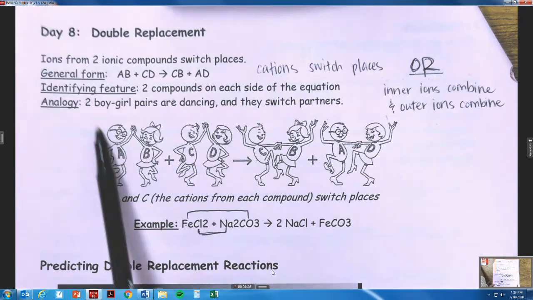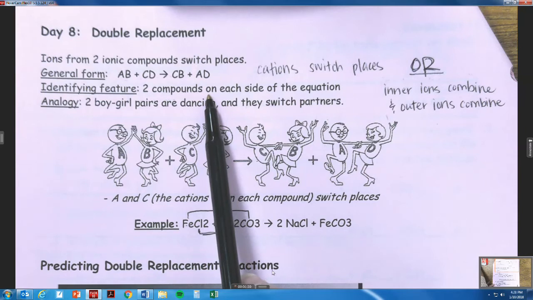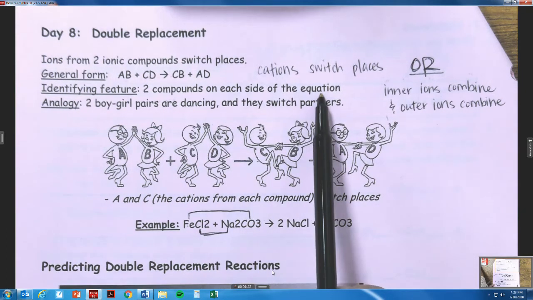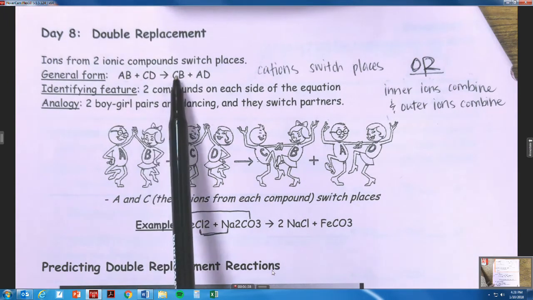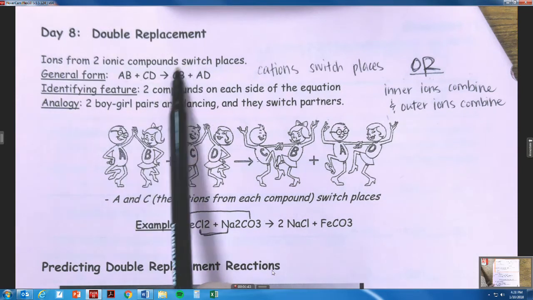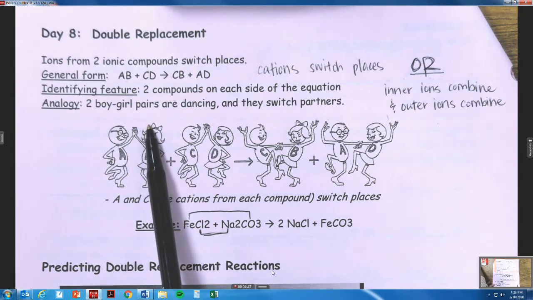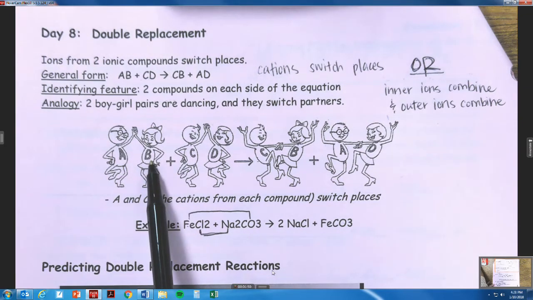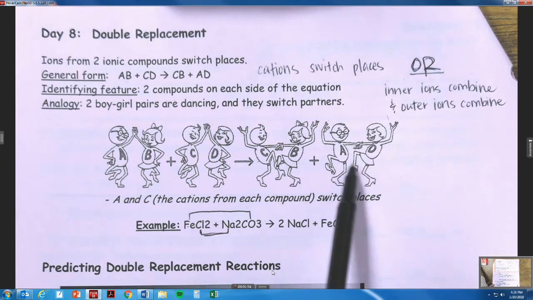And then, of course, your identifying feature is that you're going to have two compounds on each side of the equation, which we can see in your general form right here. One compound, two compound. One compound, two compound. So two compounds on both sides of the equation. Your analogy is that you have two couples that are dancing, and then those couples switch partners.